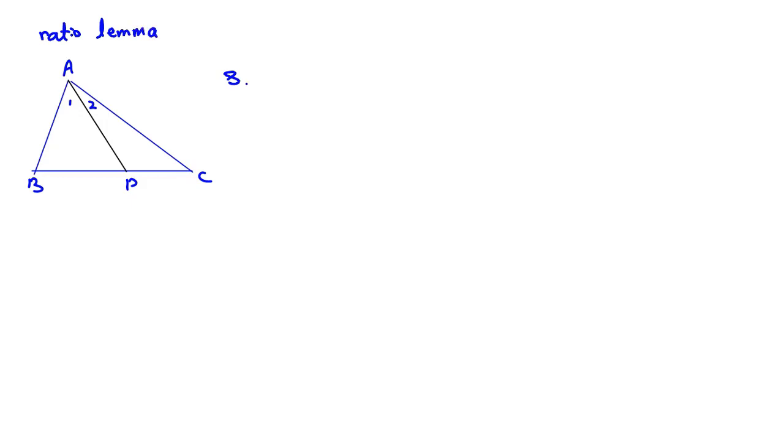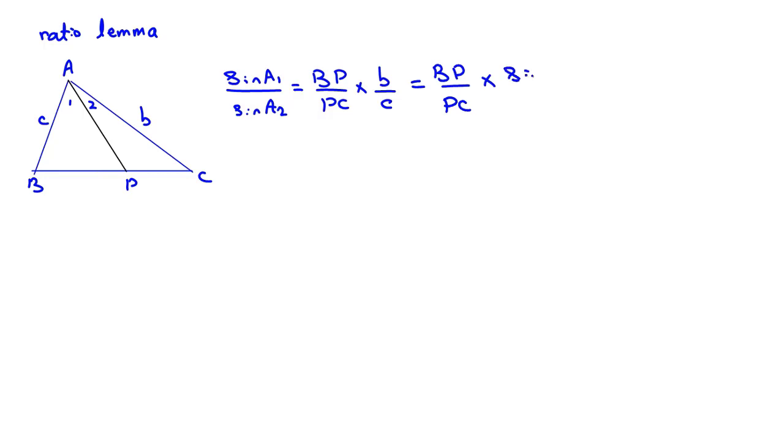You should use two sine rules. Sine A1 over sine A2 equals BP over PC times sine B over sine C. Or you can say BP over PC times sine B over sine C. And if you prove one of them, the other is easy, because why? Sine B over sine C is b over c by sine law, so we want to prove only one part. Let me tell you the proof.